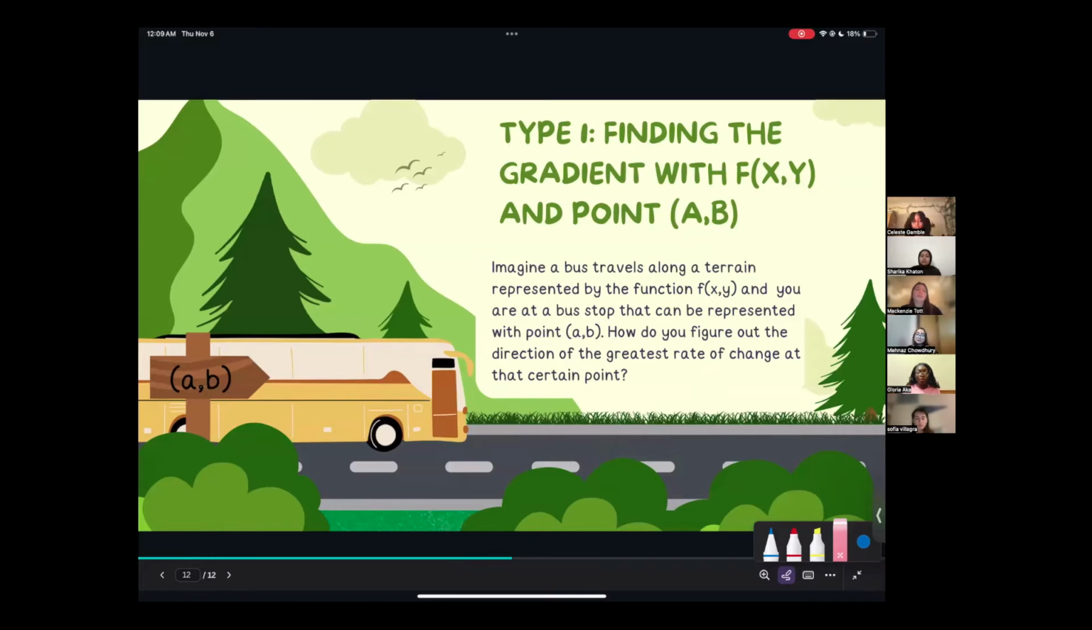The first type of problem we will face is finding the gradient with f(x, y) and point (a, b). So imagine a bus travels along a terrain represented by the function f(x, y), and you are at a bus stop that can be represented with point (a, b). How do you figure out the direction of the greatest rate of change at that certain point?